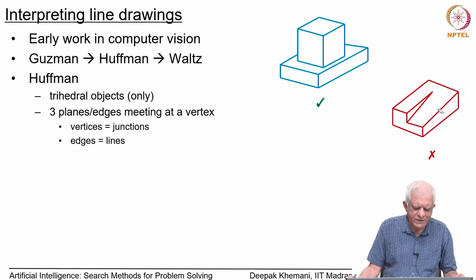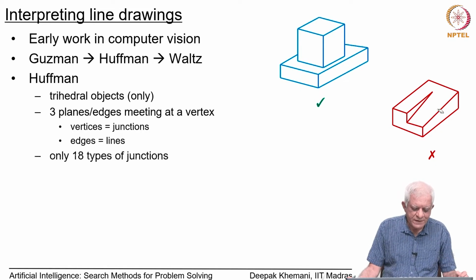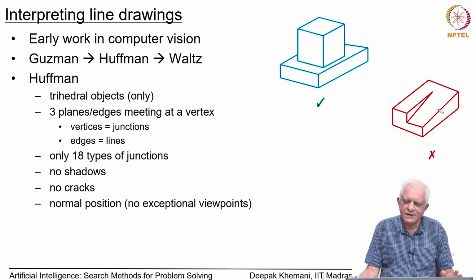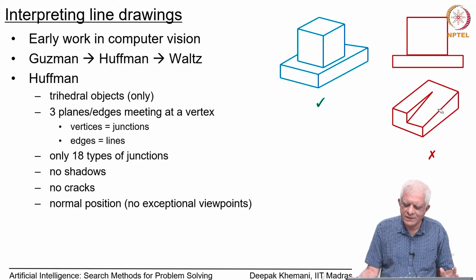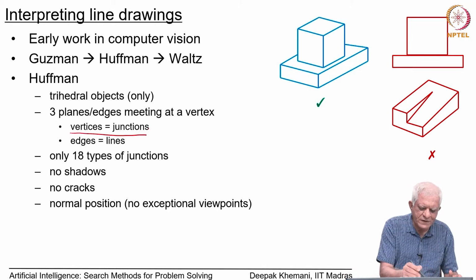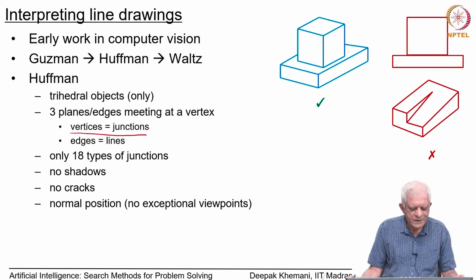So, Huffman said restrict yourself to trihedral objects. Then he said, and we will see this shortly, that there are only 18 types of junctions that can be possible. By junctions and vertices we will use the terms interchangeably, edges and lines we will use the terms interchangeably.